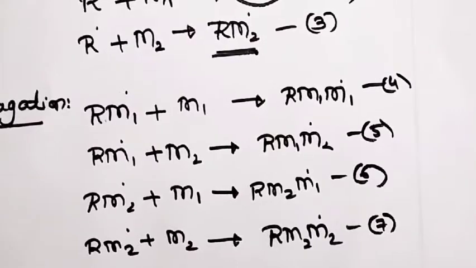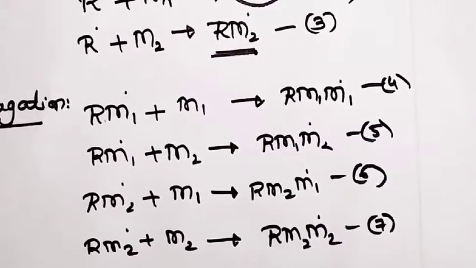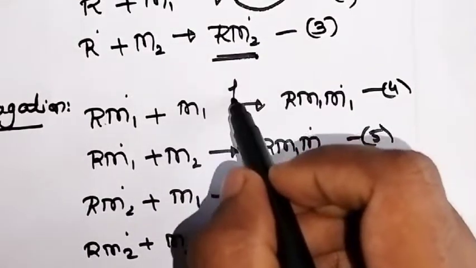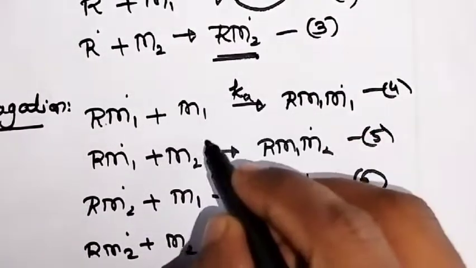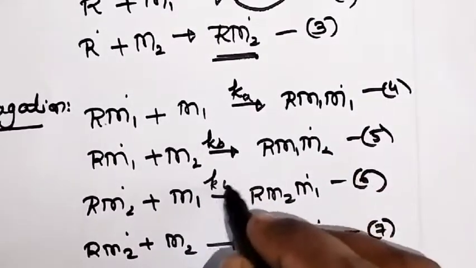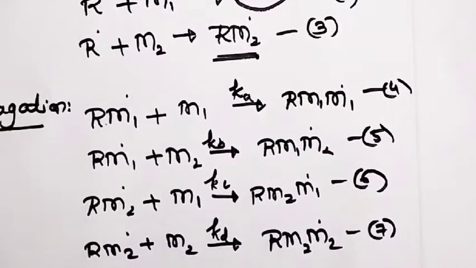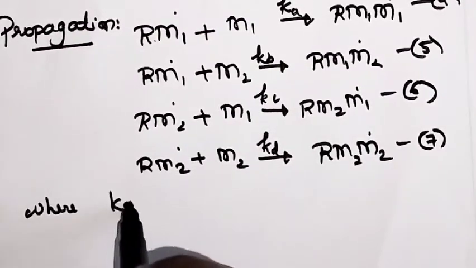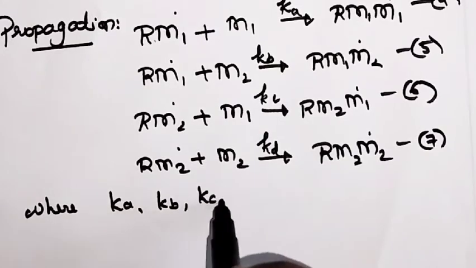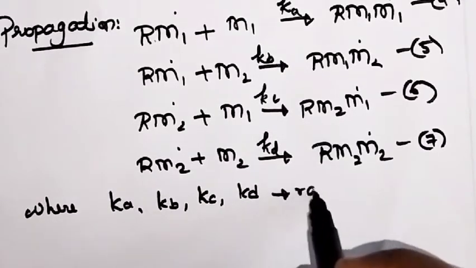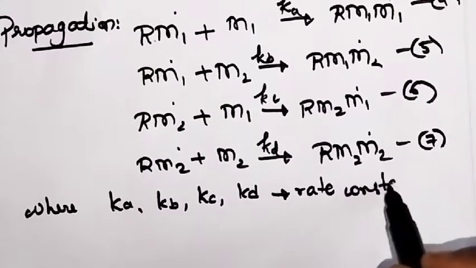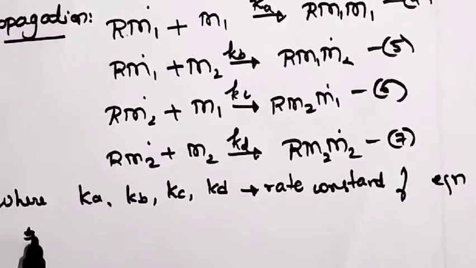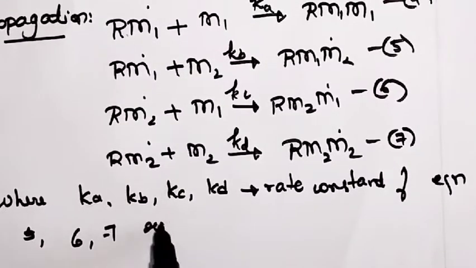Now I call the rate constant for the first step Ka, let Kb be for this, Kc, and similarly Kd for the last equation, where Ka, Kb, Kc, Kd are the rate constants of equations 4, 5, 6, 7 respectively.